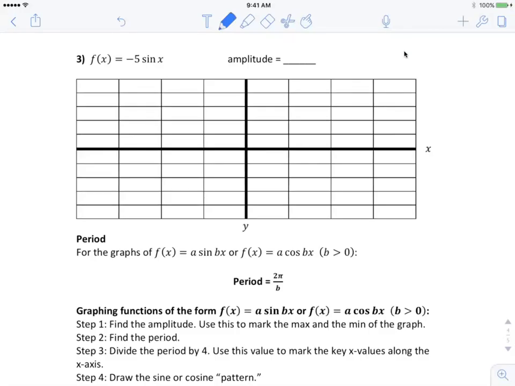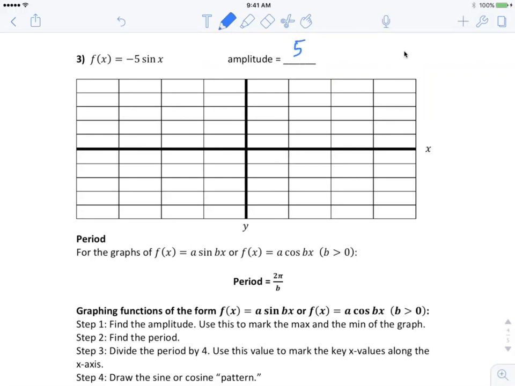Hey everyone, we're going to continue with page 4 of the 6.3 notes. So let's try another example of graphing a sine wave. Here's one where we have -5 sine x. So the amplitude is that number out front, and it's just 5, not negative. The amplitude is always positive.